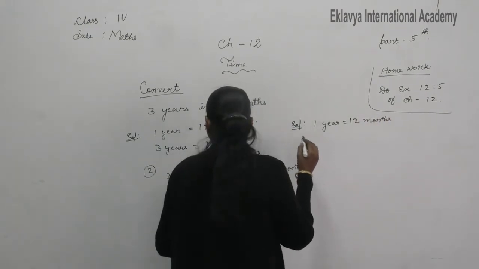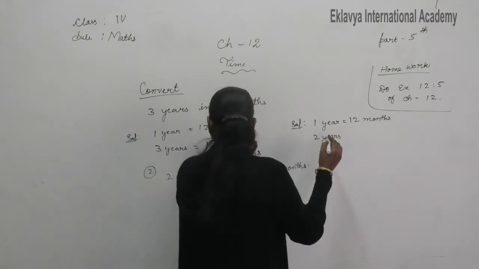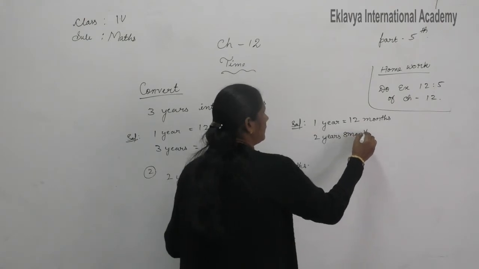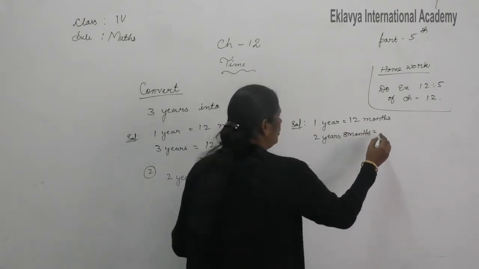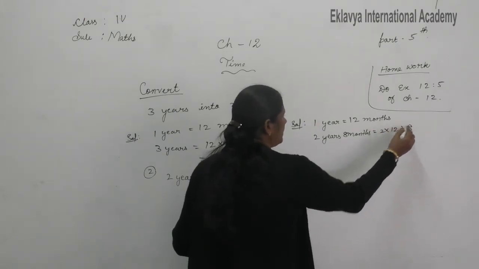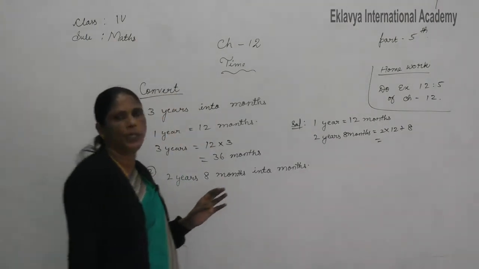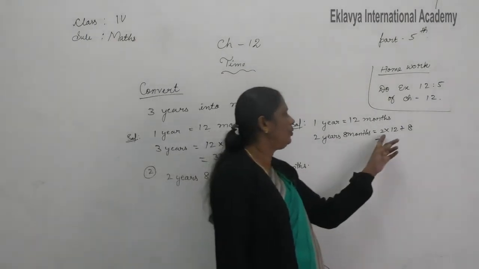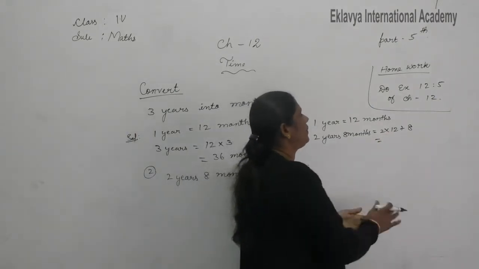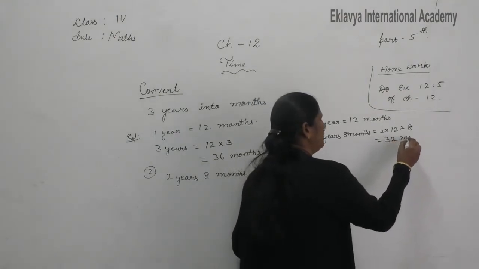Then we have 2 years 8 months, which is equal to 2 into 12 plus 8. 2 twelves are 24, 24 plus 8 is 32 months.